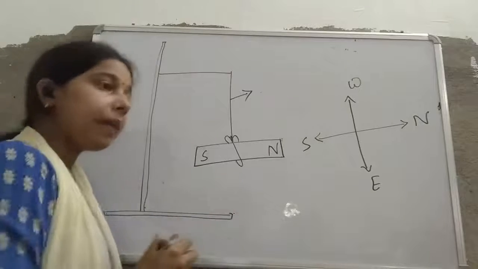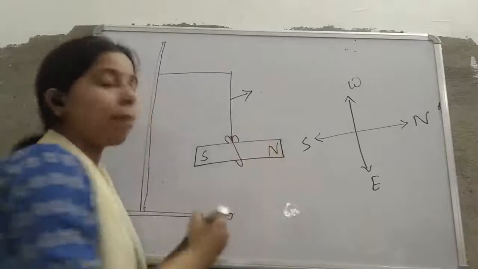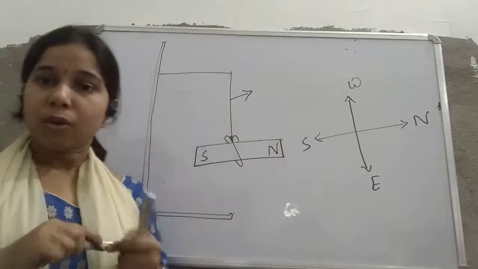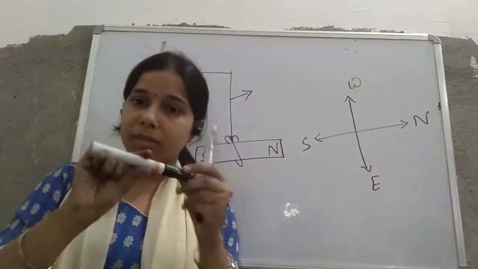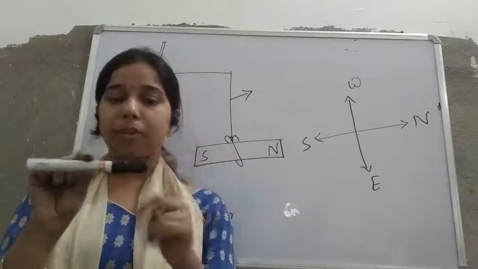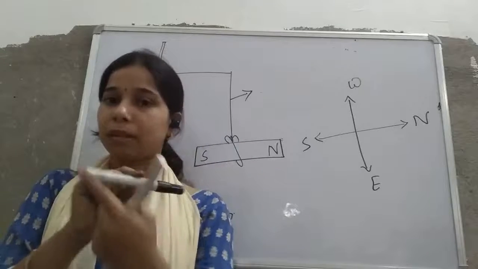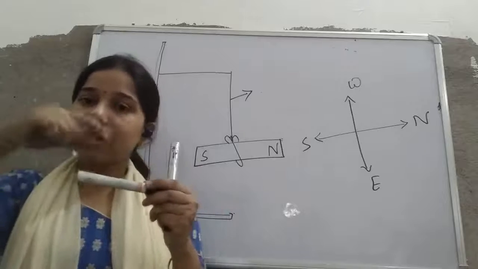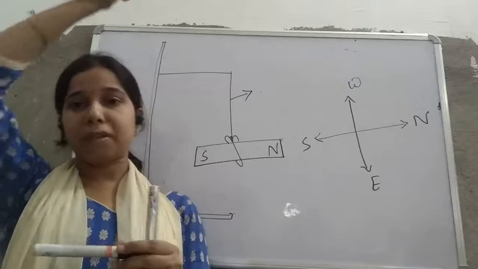Okay, and here it is bound with the thread. You can understand it like, suppose this is the north pole and this is the south pole. We do not know about it yet, but even so, there is a north pole and a south pole. Now we will tie it with the thread and suspend it freely.